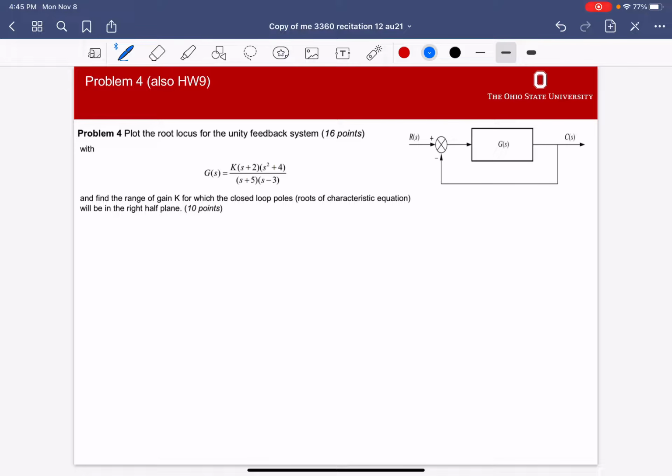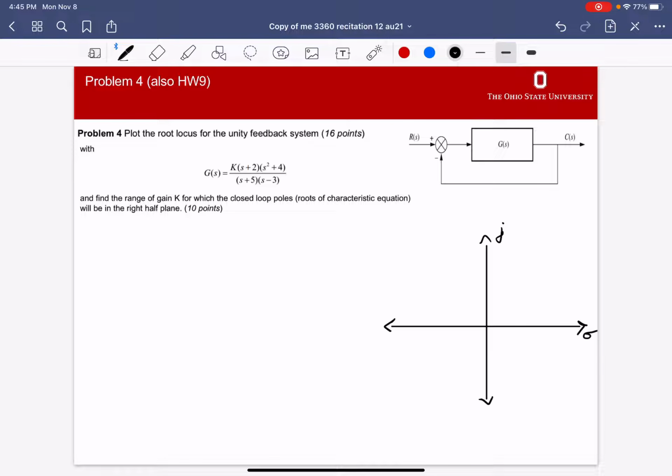also asking us what would be the gain value required so that all our closed loop poles are on the right half plane. So let's start off with again just drawing our imaginary plane. So that's what we have.